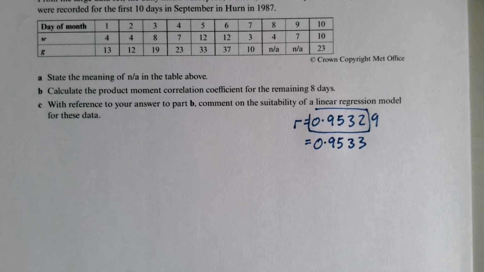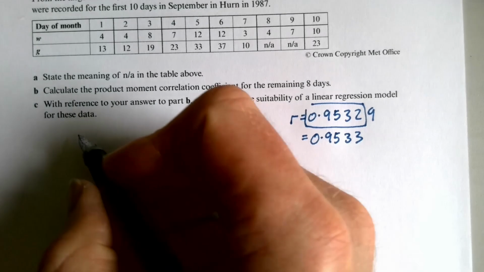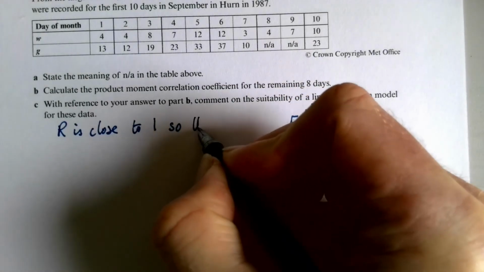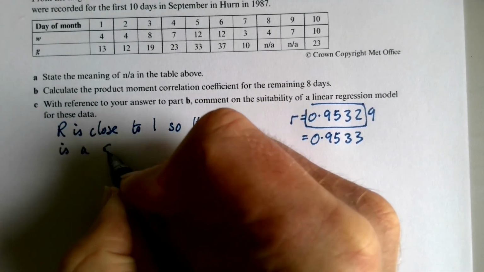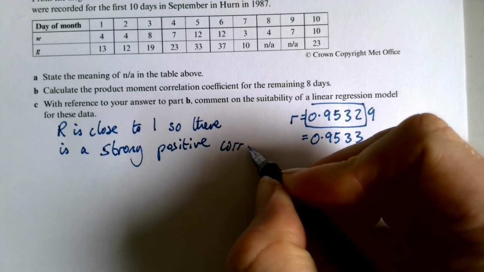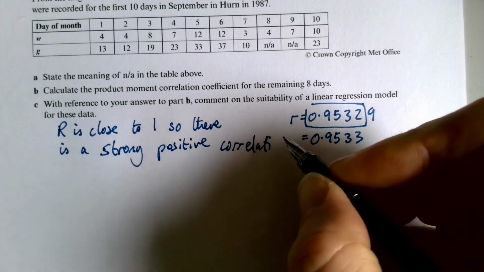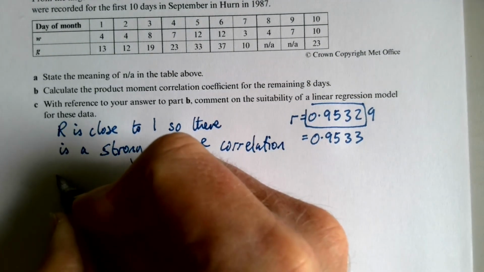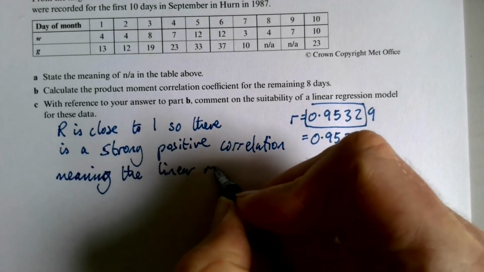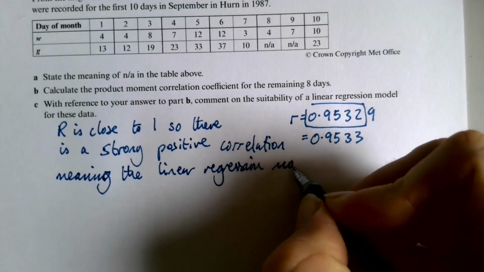And with reference to your answer to part B, comment on the suitability of a linear regression model for these data. So R is very close to 1. You'd want to write something about, so you could say that R is close to 1, so there is a strong positive correlation, meaning the linear regression model is suitable.